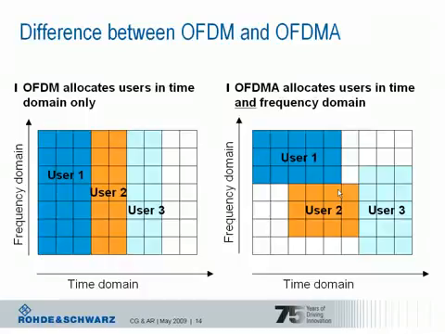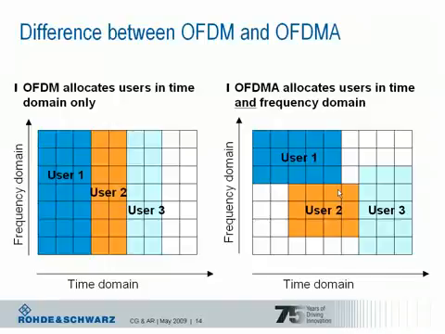Now what is the difference between OFDM and OFDMA? We have seen both terms already. So in OFDM, the users are allocated in the time domain only. So in this picture, you see on the y-axis the frequency domain and on the x-axis the time domain. And you see that user 1 has been assigned the full bandwidth, user 2 as well, and user 3 as well, and they are only separated in time.